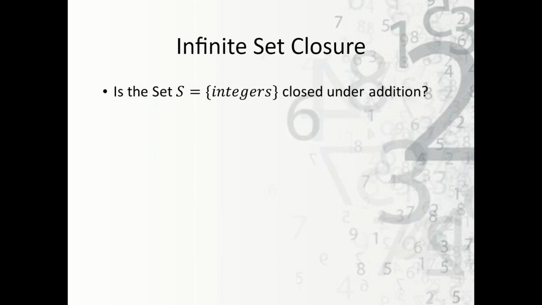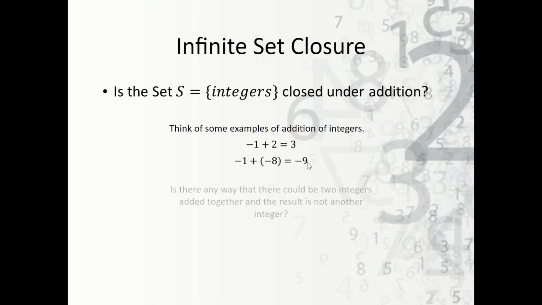So now let's take a look at this infinite set here, the set S of integers, and what we want to know is it closed under addition. Now we can't use a table anymore, so we need to think of some examples of addition of integers and then try to broaden it and say, is there any way that any two integers can be added together and not be an integer? So we do some examples here, and we can see that they're still turning out to be integers. So is there any way we can add two integers together and not get an integer?